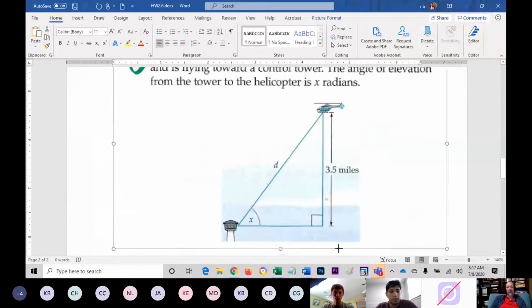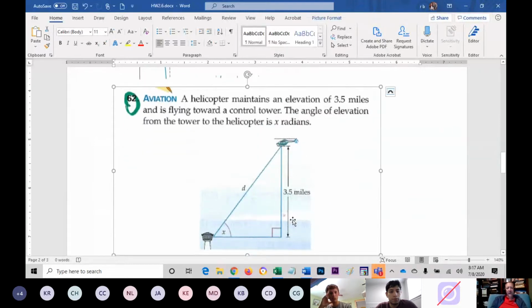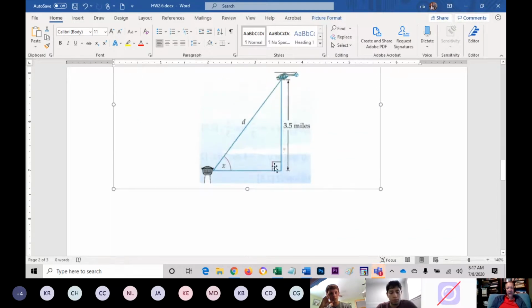Helicopter maintains an elevation of 3.5 miles and is flying towards a control tower. So here's your control tower. The angle of elevation from the tower to the helicopter is x in radians. So the helicopter is 3.5 miles in the air.